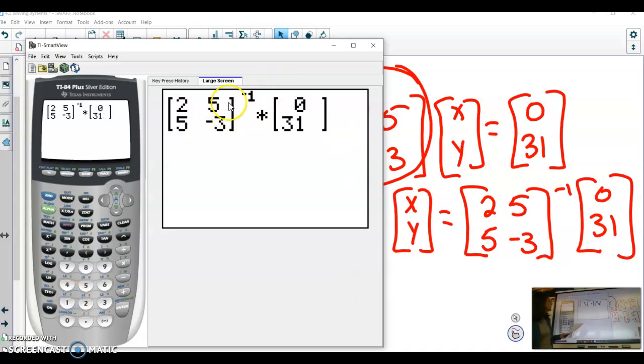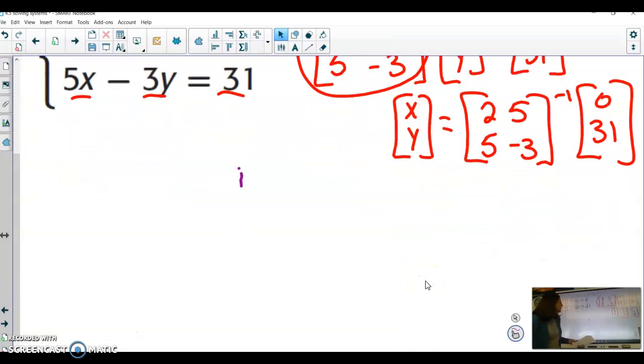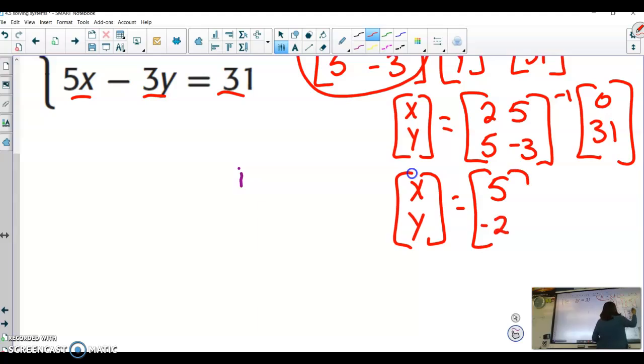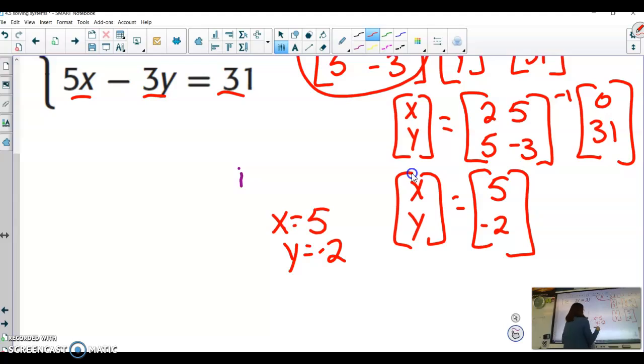So again, I take the inverse of the coefficient matrix times the constant matrix, and I get the answer 5, -2. So that means that x, y is equal to 5, -2. So of course that means x is 5 and y is -2.